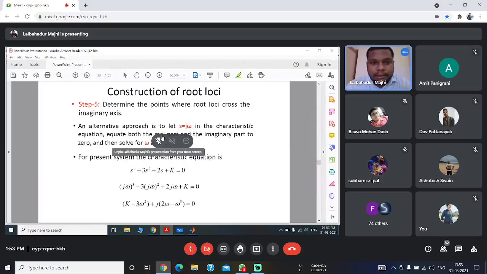Just go through this. There is an alternative approach, but I suggest that you should use the Routh table.